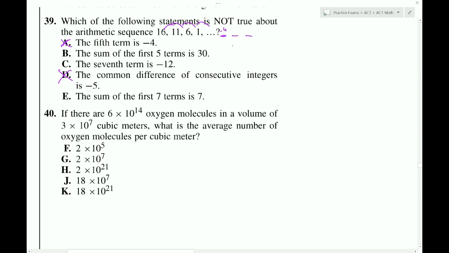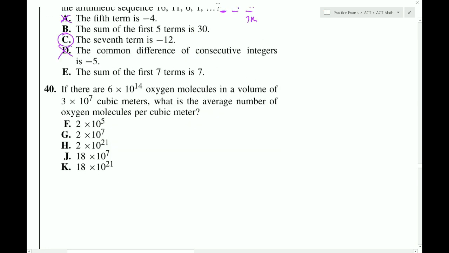Let's keep going a couple more terms here. That's the 5th term. If we subtract 5 again, we get -9. Subtract 5 again, we get -14. So that's our 7th term. If I did this right, -5, -5, -5. This one is, yeah, not true.